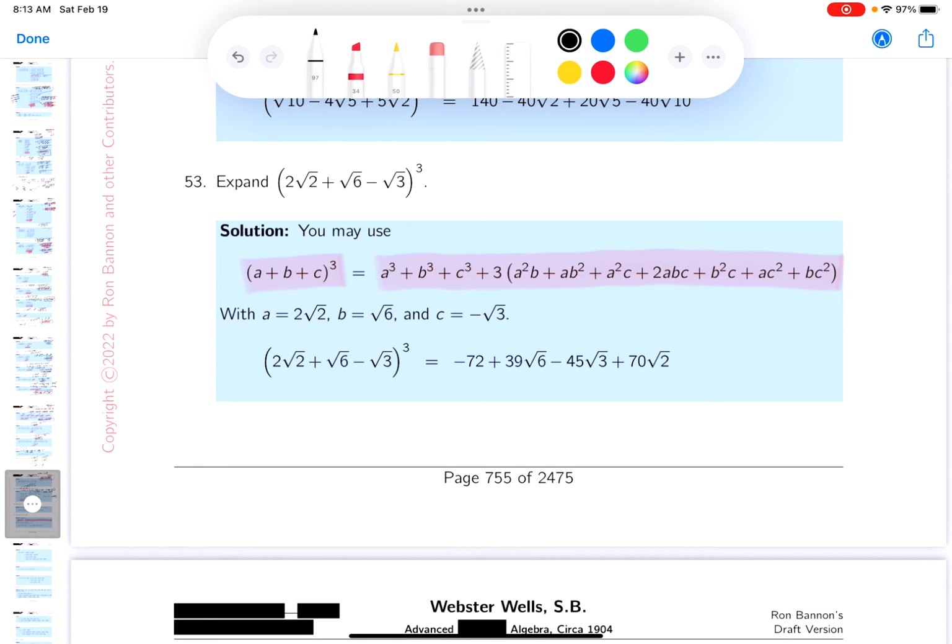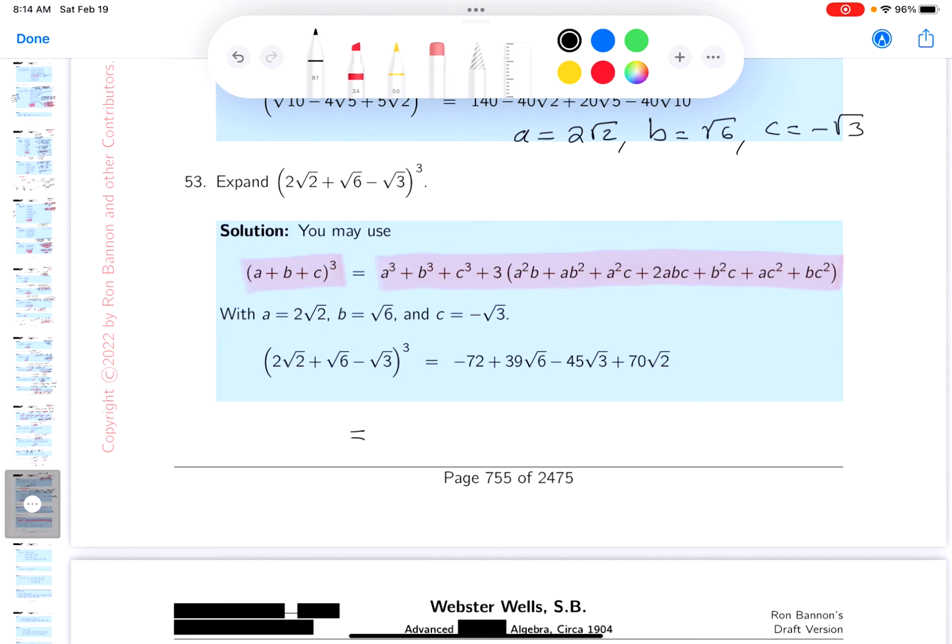So I'm going to write down what the A, B, and the C is in the problem. The A is 2 root 2. The B, well, that's root 6. And the C is minus root 3. All right, so I want to do one thing at a time. I want to do A cubed first.